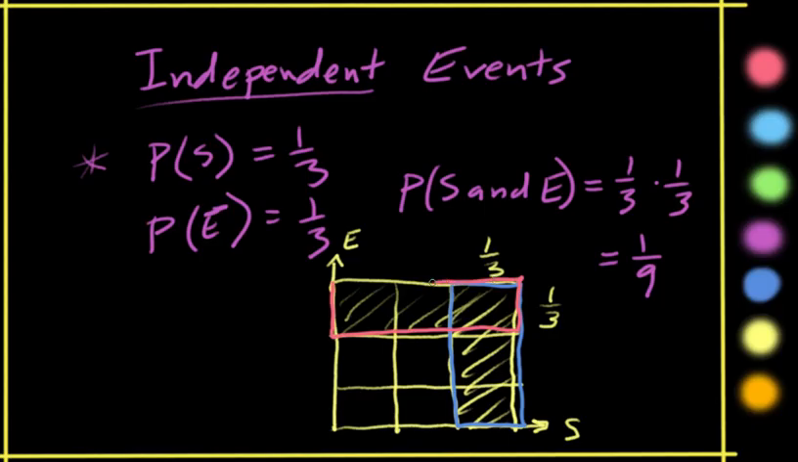And what's the probability that they both get an A? Well, it's where those two overlap. So that would be this part here, and you can see that it's 1/9 because it's 1/3 times 1/3.